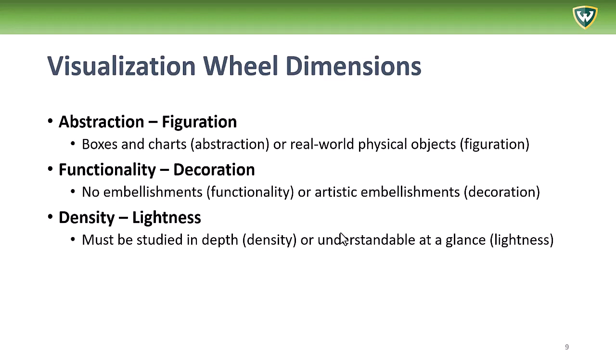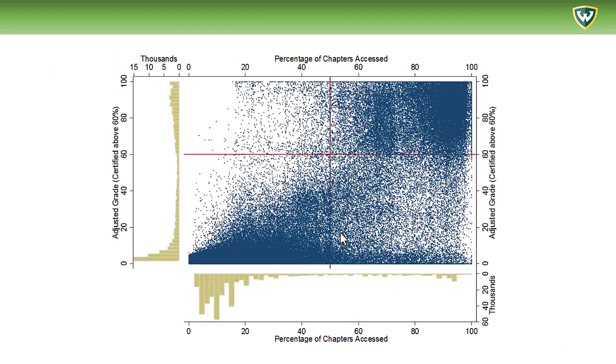And then density and lightness. The more dense is the more information, that is at least more depth, that needs to be studied a little bit more carefully. And then lightness is the stuff that is more visually clear. Let's take a look at an example here on how these three dimensions play out.